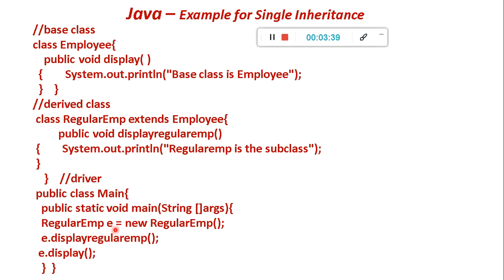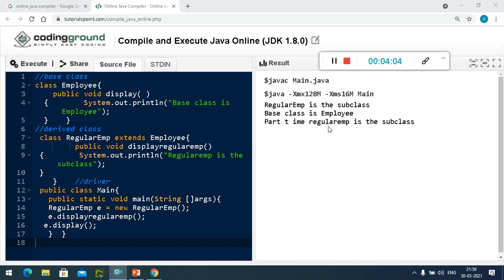The object name is E. Regular employee E equal to new regular employee. So we call the two methods, E dot display regular employee and E dot display. We can see display is the superclass method and display regular employee is the subclass method. So both the methods we can call here, and we will see the execution of this program now. We will execute this program and see the output.